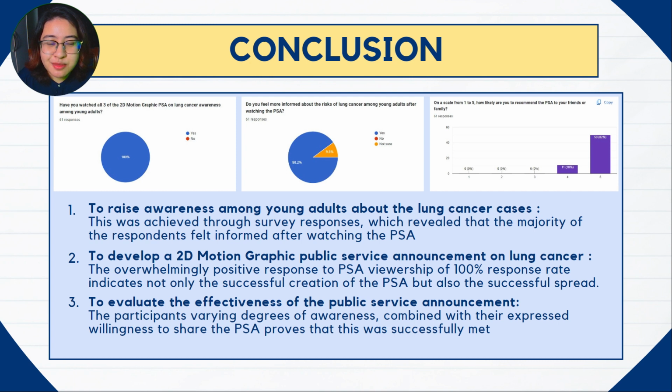Last but not least, let's move on to the conclusion. So as seen from the results and findings, this project has successfully met its primary objectives. The primary goal, which is to raise awareness among young adults about the lung cancer cases in their age group, was achieved through survey responses, which revealed that the majority of the respondents felt informed after watching the PSA.